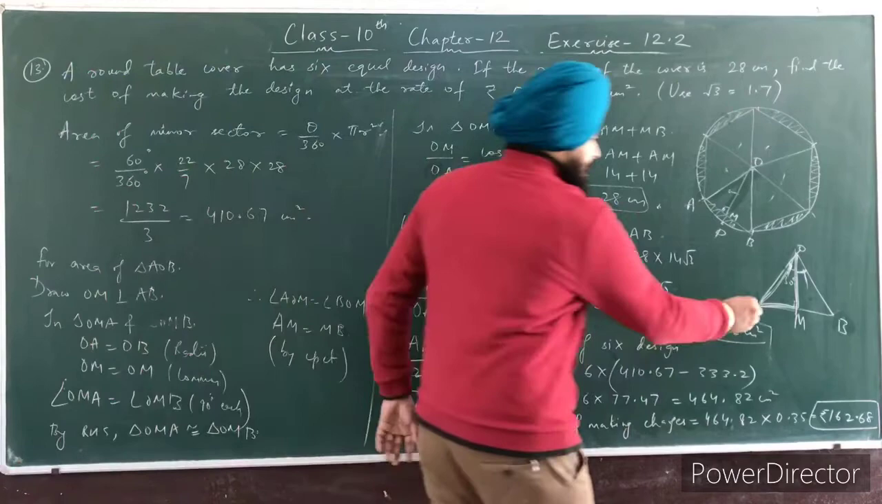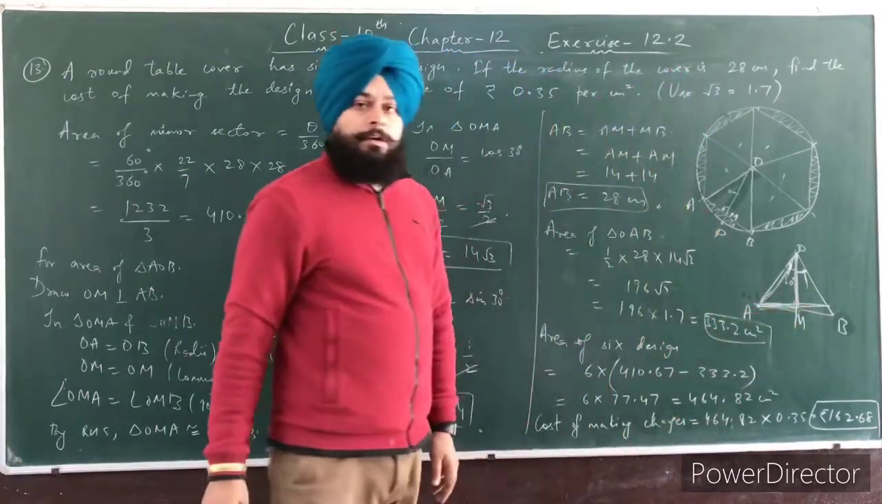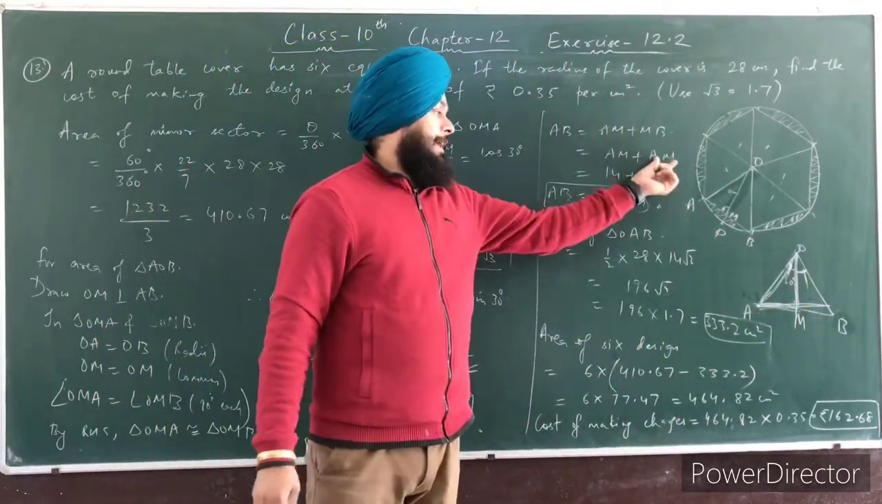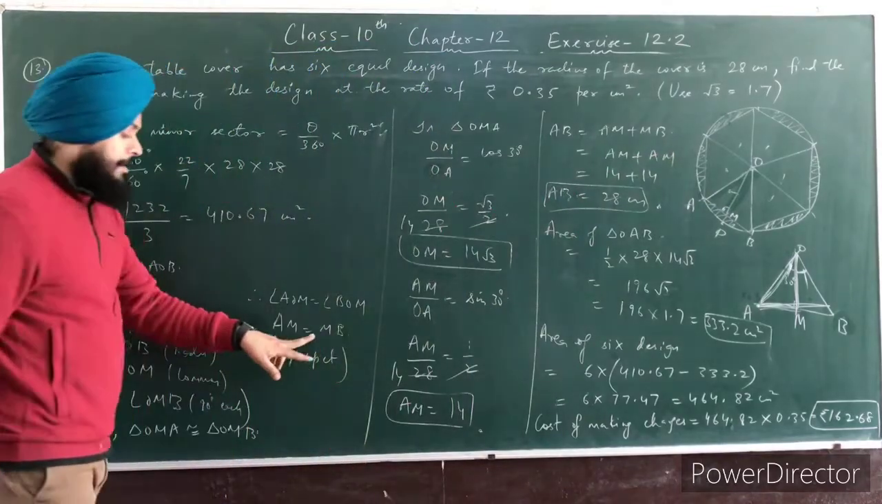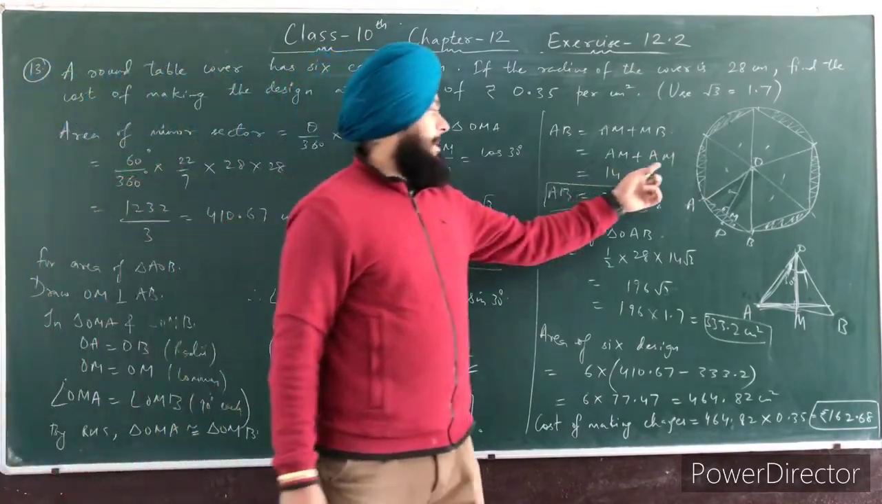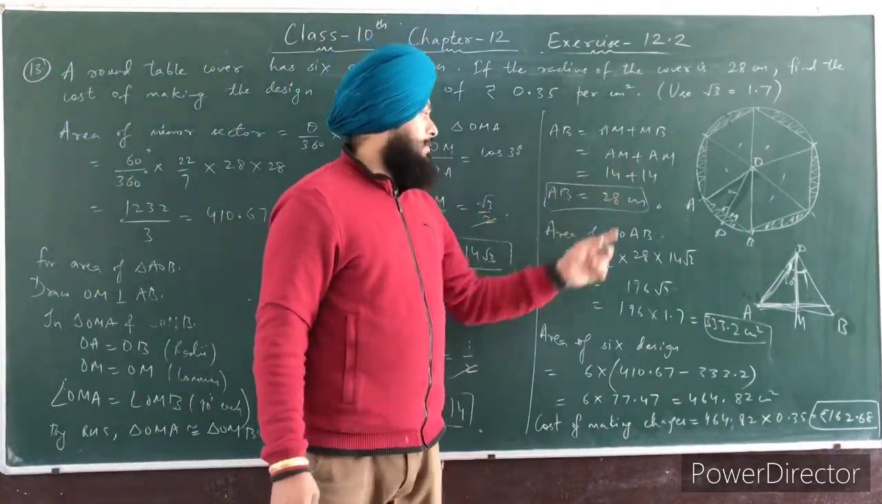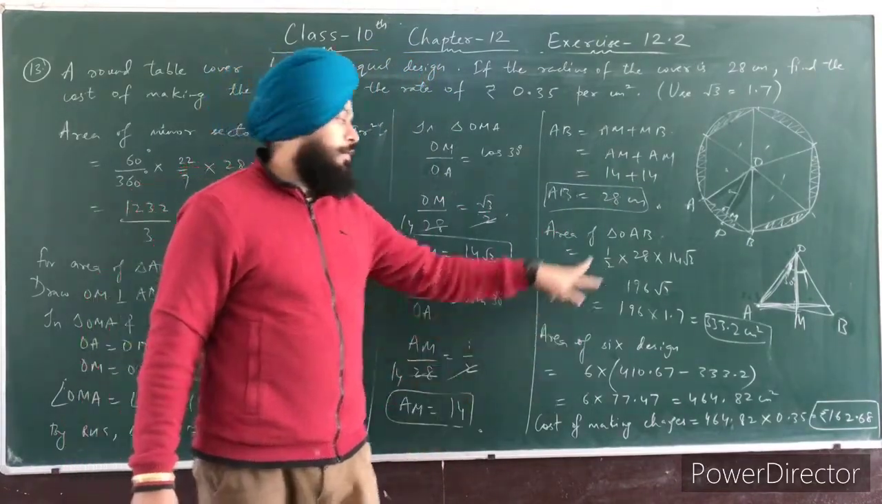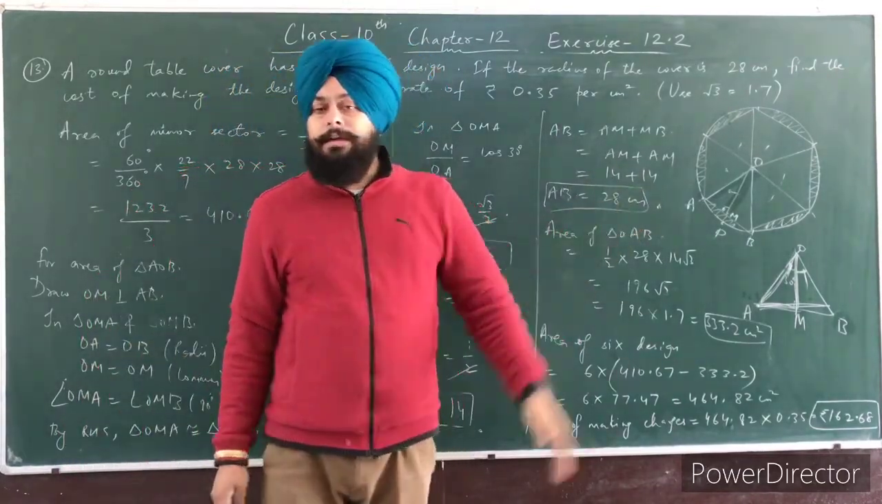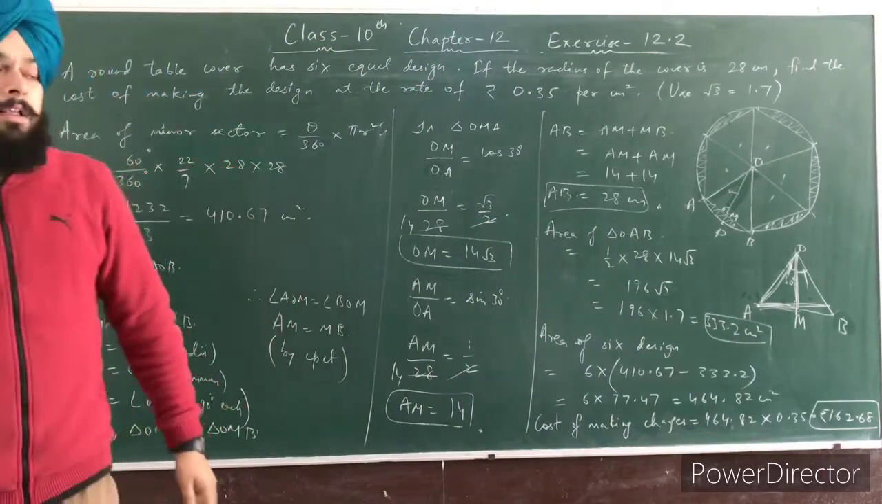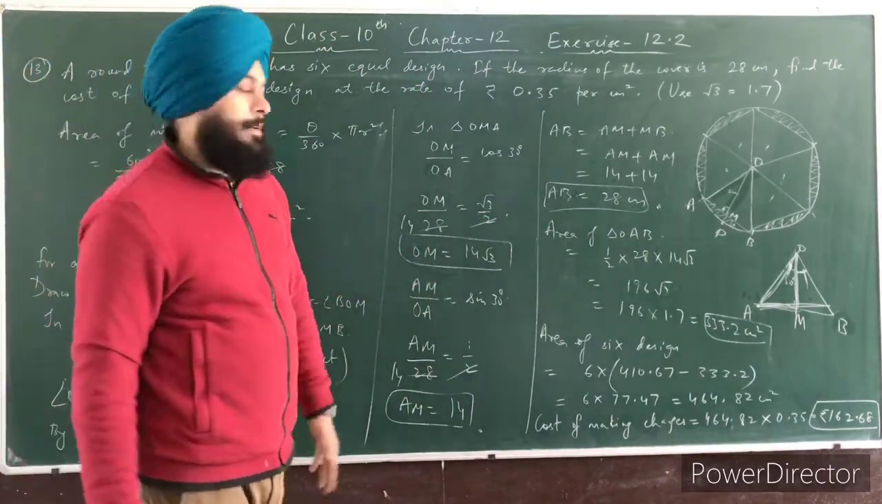Now we know that AB is equal to AM plus MB, or you can also write MB as AM, which we can prove by CPCT. So AM plus AM is equal to AB, and the measure of AM is here 14. So 14 plus 14 is 28. It means AB, the base, is of measure 28 centimeters.